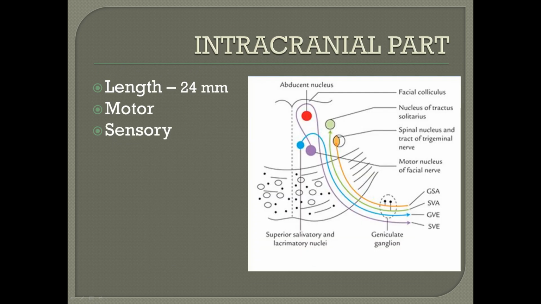First, regarding the intracranial part, this has a total length of approximately 24 millimeters, and it has sensory, motor, as well as parasympathetic roots. As I have described, the nucleus part is located in the brainstem, the lower part of the pons. The largest of them is the motor nucleus, and the fibers originating from here curve around the abducent nerve, then exit at the cerebellopontine angle, and enter the internal auditory meatus and then the intratemporal part.